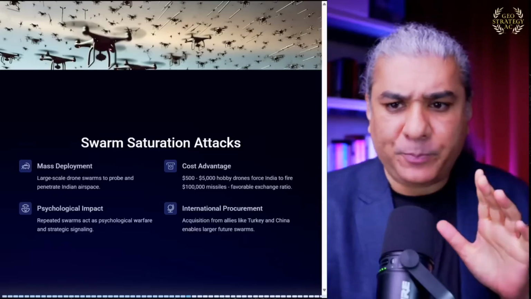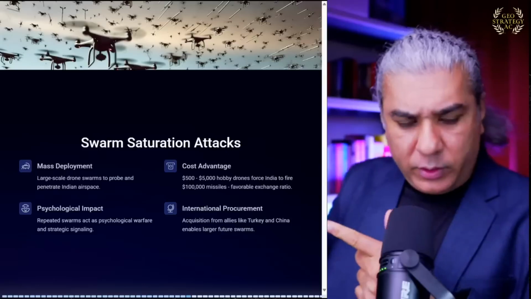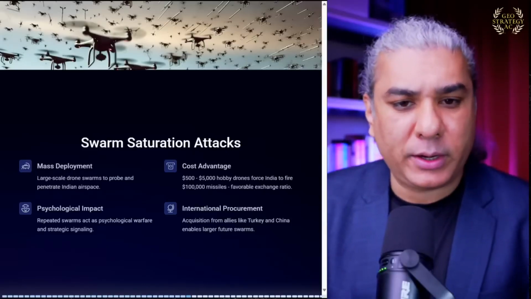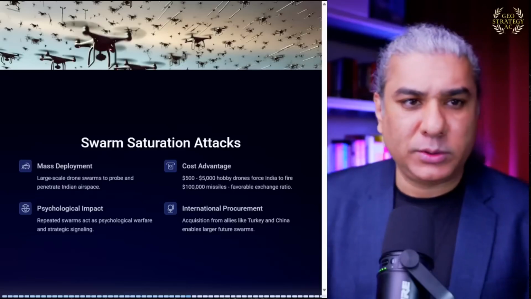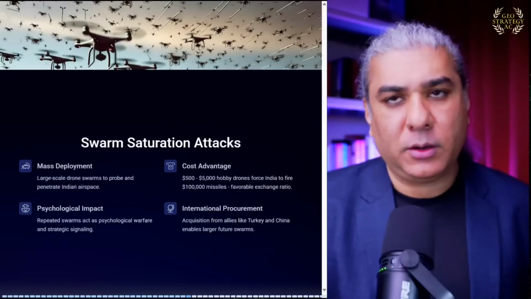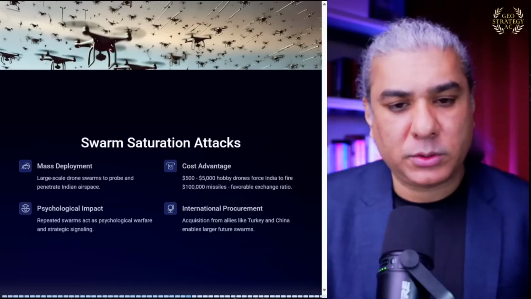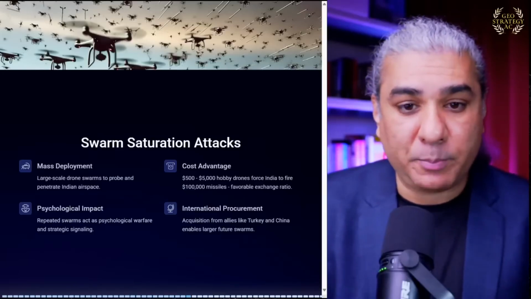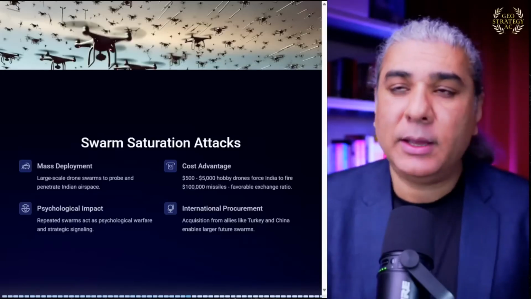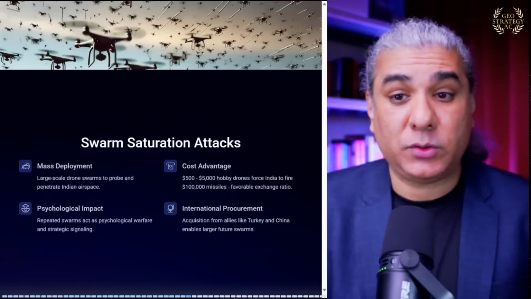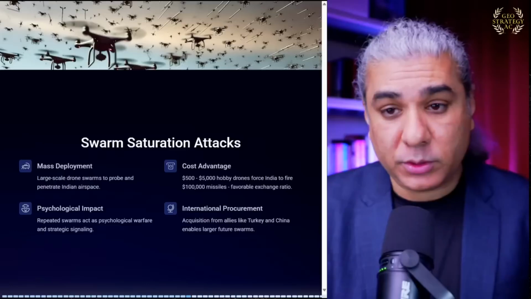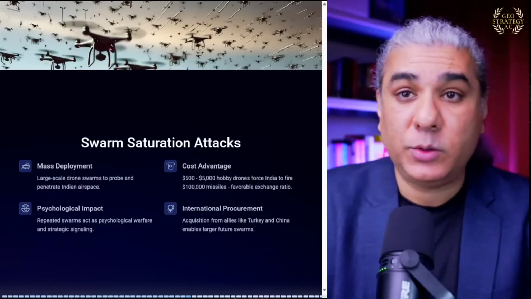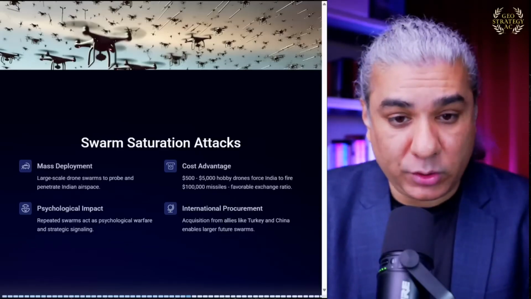So at this point, we're talking about military tactics. You send large scale drone swarms to probe and penetrate Indian airspace. And these drones are typically pretty cheap, and the logic would be that you use these cheap hobby drones to force India to fire missiles which cost $100,000 a piece. Of course, India has used the Bofors L-70 gun, which has rounds that are cheaper than the drone. So India had already planned for this. But yeah, in case India has to use missiles, then it's a very favorable exchange ratio.